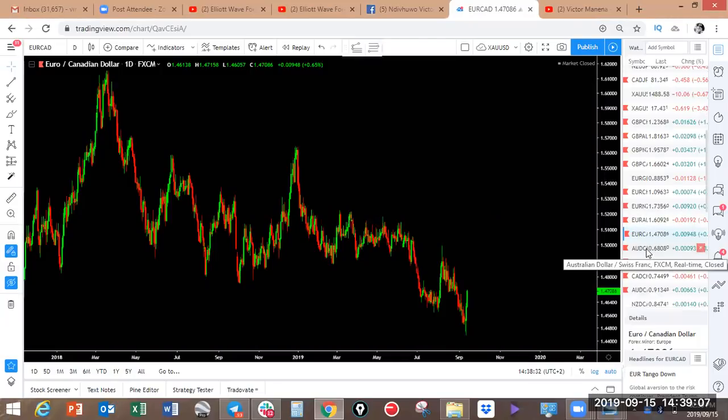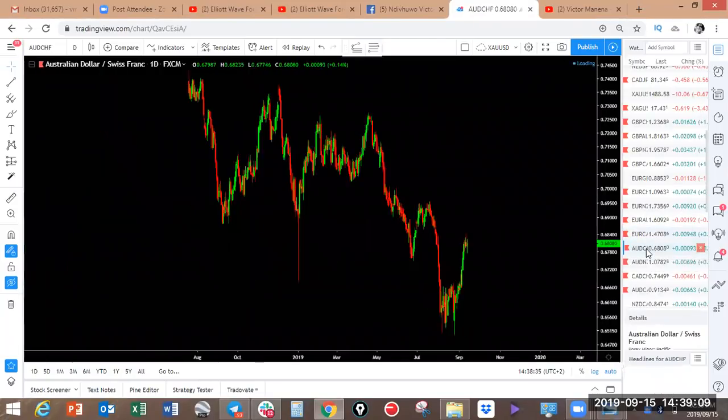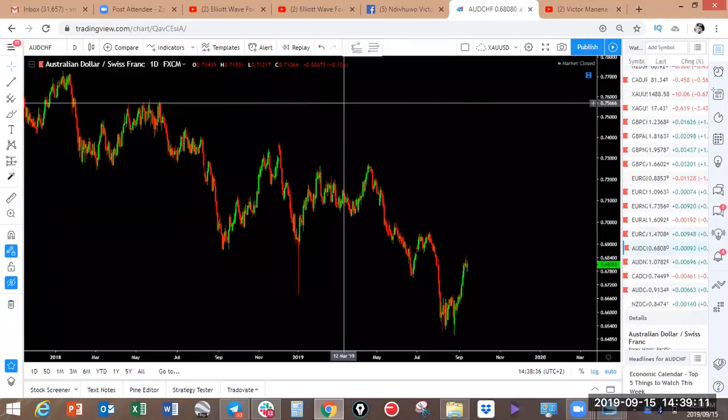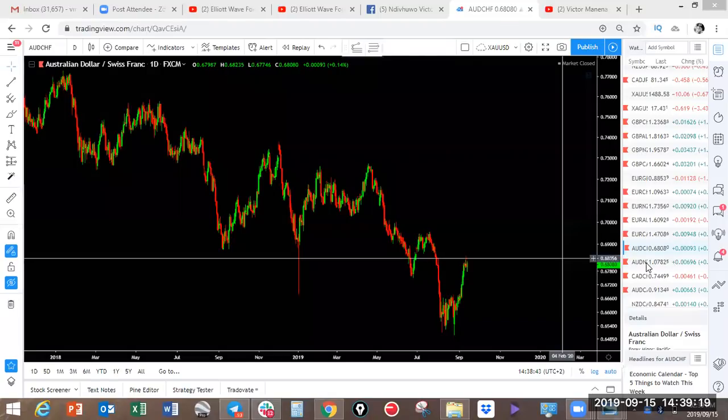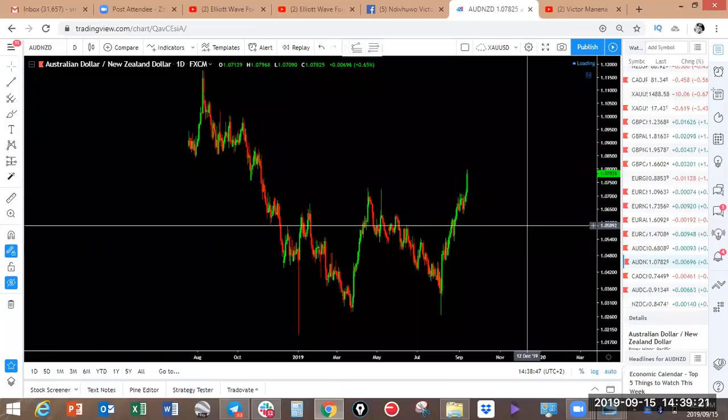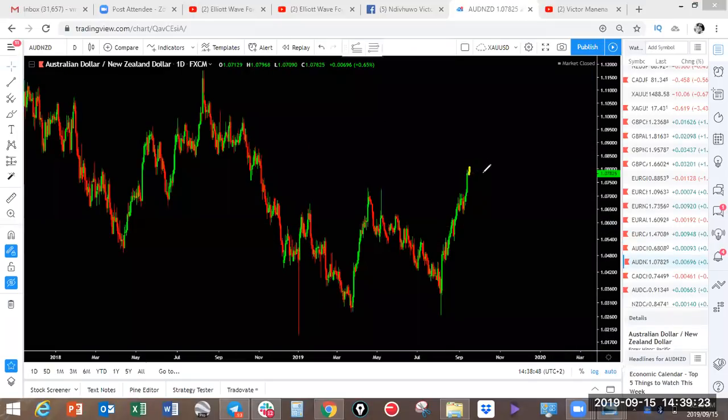Look at AUDJPY. Aussie, you're expecting moves to the upside. Just wait for these corrections and push higher. Aussie New Zealand, the same. All Aussie pairs, you're looking for upside. Keep getting corrective structures to the upside. You're just buying Aussie pairs.